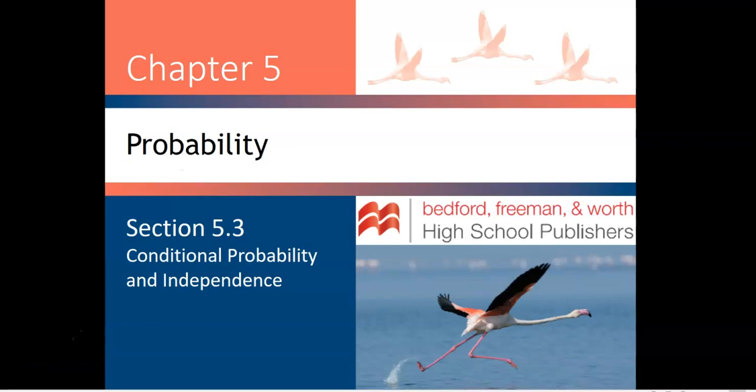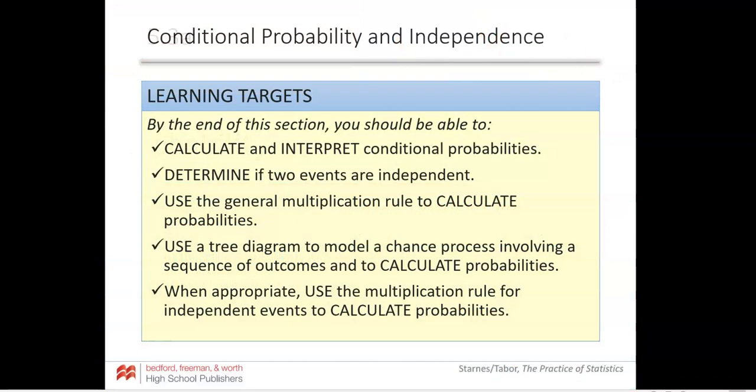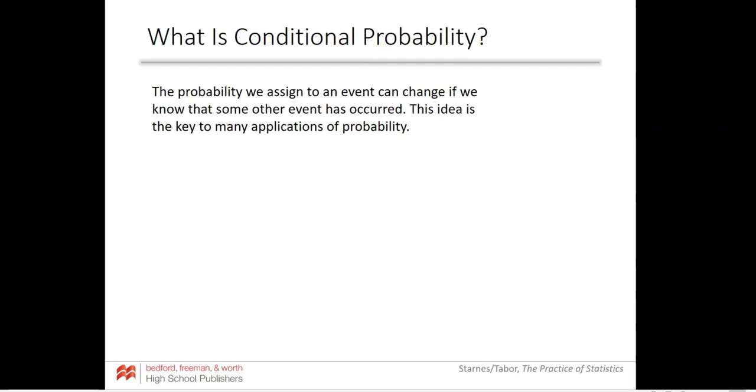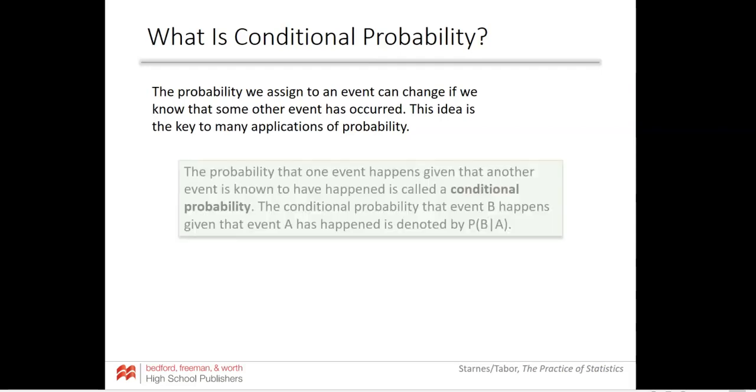Okay, so now we're getting into the last section of chapter 5, conditional probability. Here we go. Okay, 5.3a. So what is conditional? That's when, given that another event has already happened, what's the probability of this other event happening? So that's basically the idea of it.